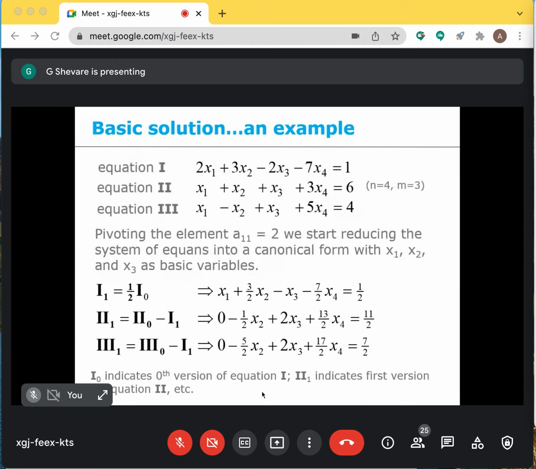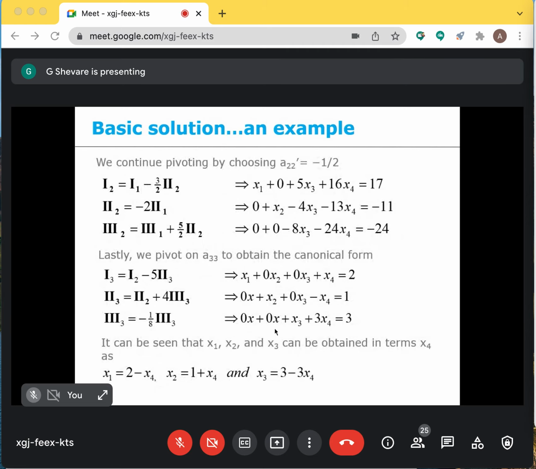Now I do the second row operation, and then the third row operation. Then you will realize that the first three equations shown on the top are modified to the equations at the bottom, and I have converted the first entry in the second and the third equation to 0. And like that, I keep doing the operations. If you keep doing these row operations, ultimately you get the bottom set of system of equations finally.